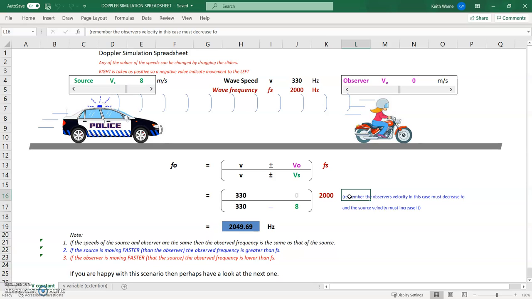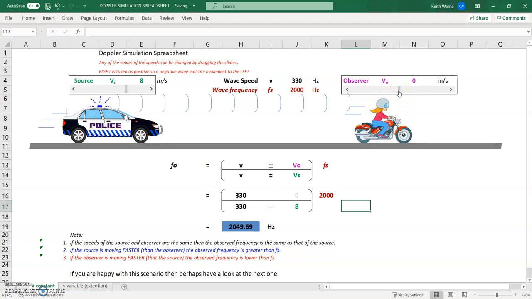Actually, I think this statement only applies to one scenario, so I'm going to take it out. If it's not taken out on your copy, then just delete it. So that's what happens if the source is moving towards the observer. Now the observer is standing still.